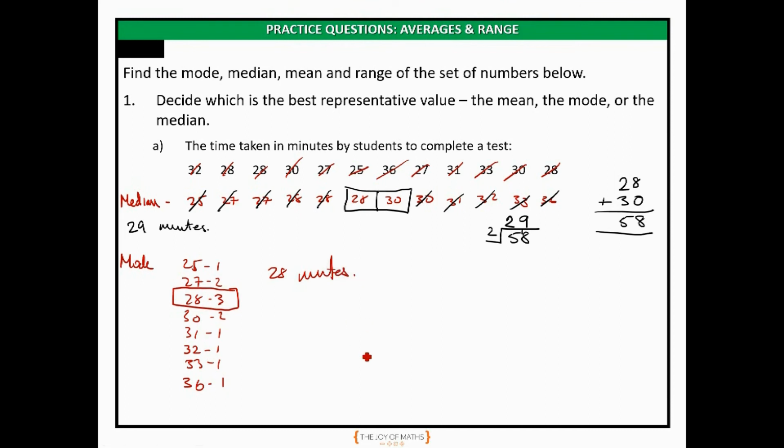Okay, and then finally for the mean, what I'm going to do is add all these up. When you total them all up, it comes to 355. We've got 12 numbers in the question, and what I do now is put that into a calculator. It comes out at 29.583, so that number recurs, so we can just round this up to 29.6.